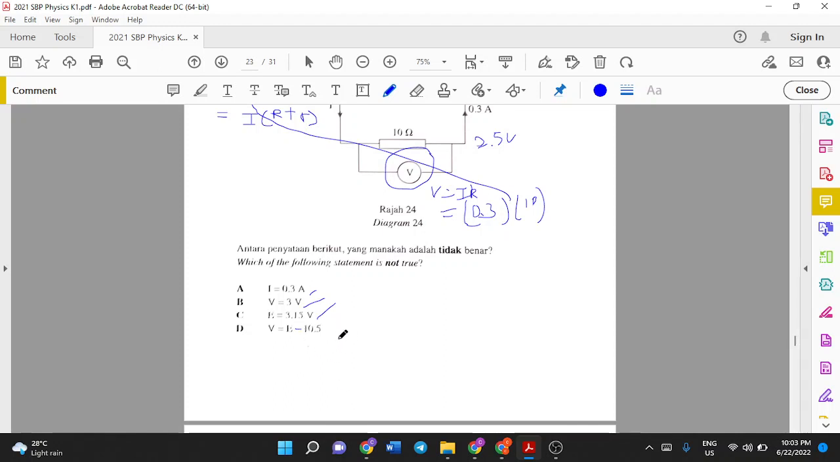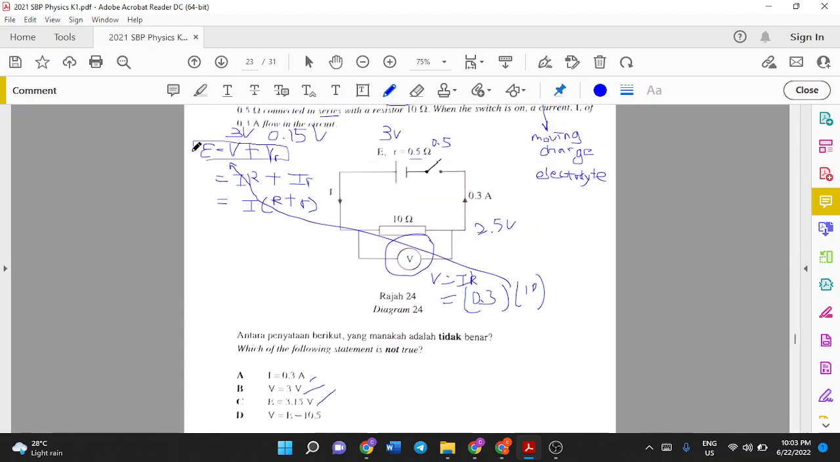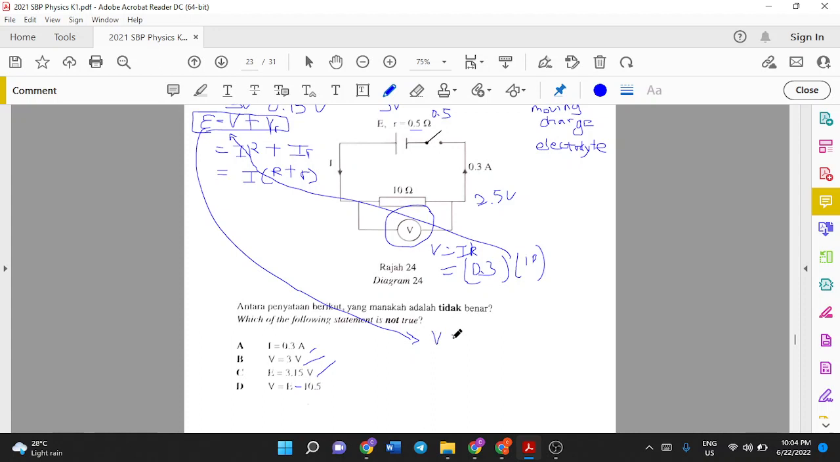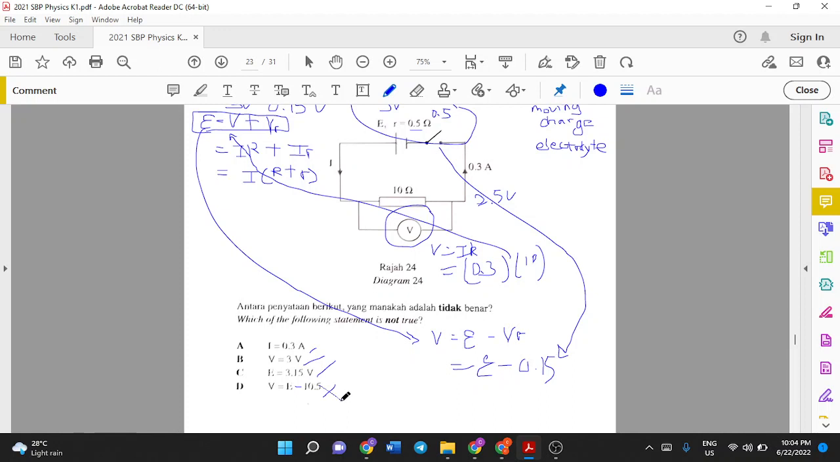So let's find out whether this is true or not. Okay, from here we have this equation. I'll just write it here because the space is larger. V equals electromotive force minus the voltage loss due to internal resistance, and you will get E minus 0.15. Okay, remember this is what we found from the values given. So this is not true. So the answer should be D.